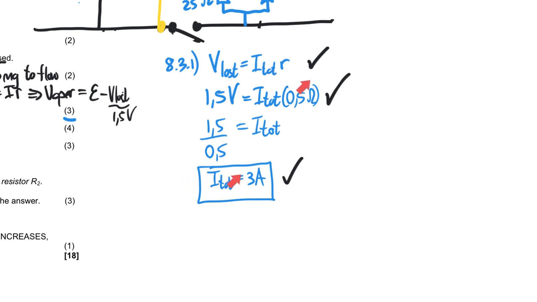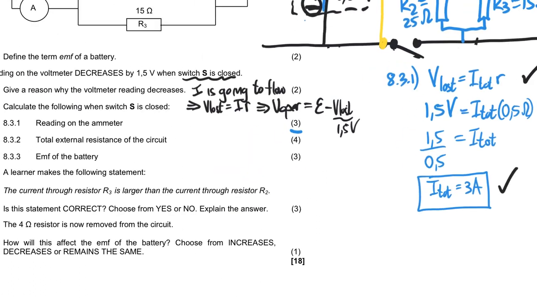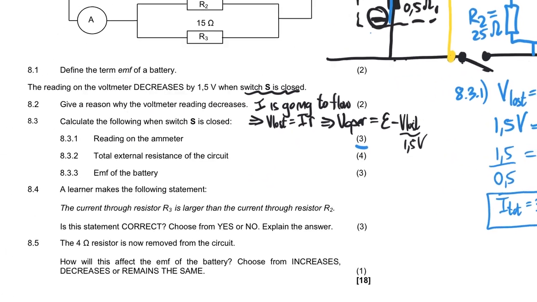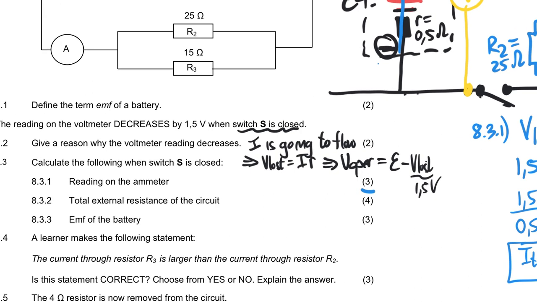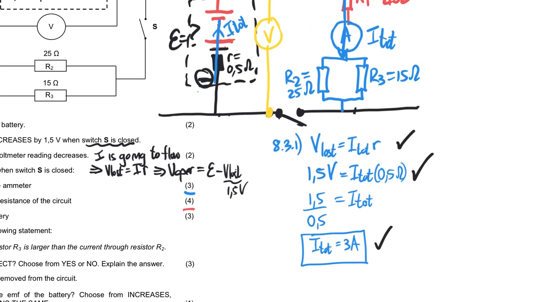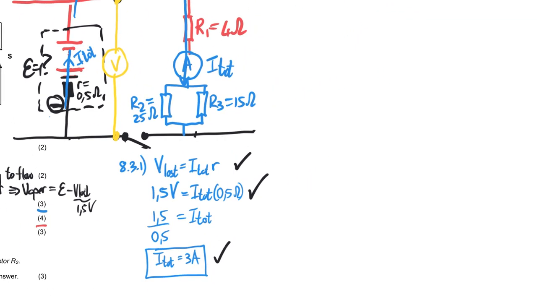So now let's move on to the next part. It says, calculate the total external resistance of the circuit. Now, that's for 4 marks, but this really is marks for jam, because this question, 8.3.2, is really not difficult. And the reason why I say that is that from grade 9, grade 10, you would have worked with series parallel circuits. And so you would have done this before, long before grade 12.